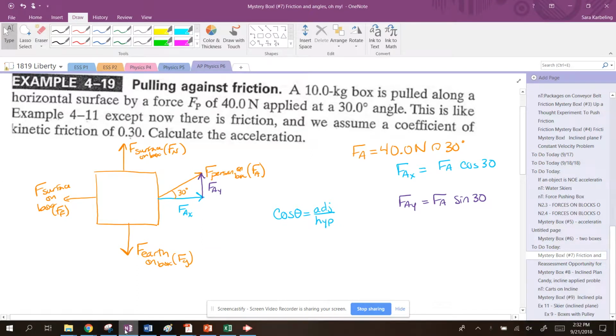Like the FA equals 40 here? Oh, here? 40 newtons at 30 degrees. Is that what you're asking me? Yeah. Okay, yeah, sorry. Thanks for asking, because sometimes it's hard to see. All right. So what's FA cosine 30?